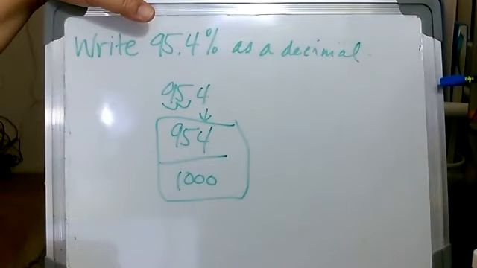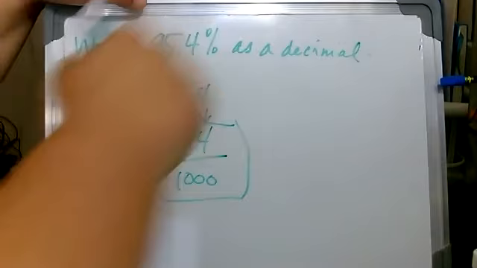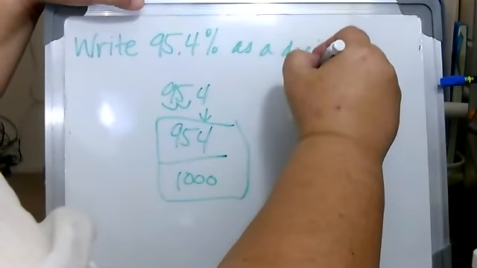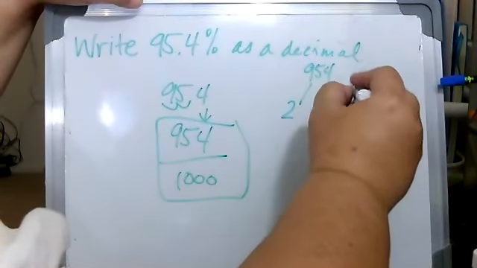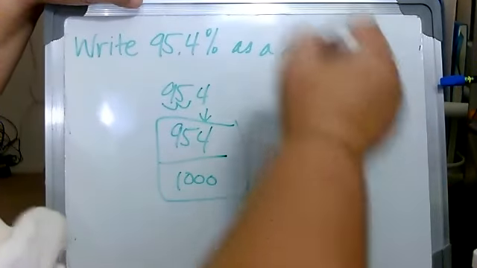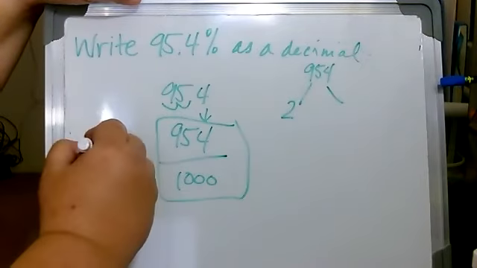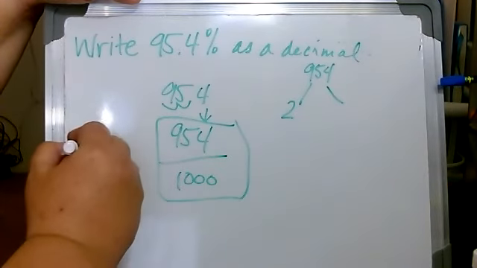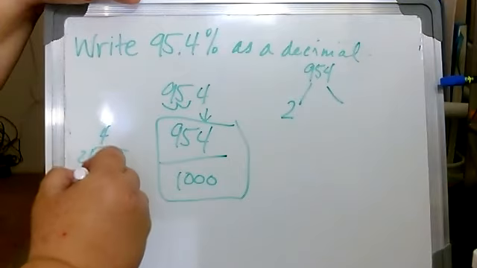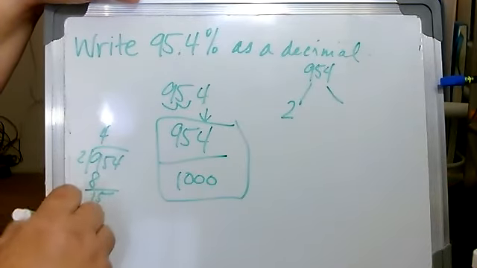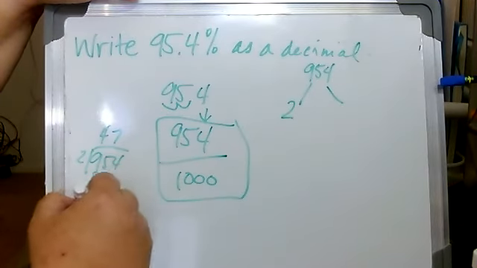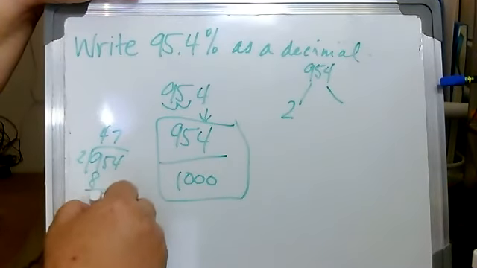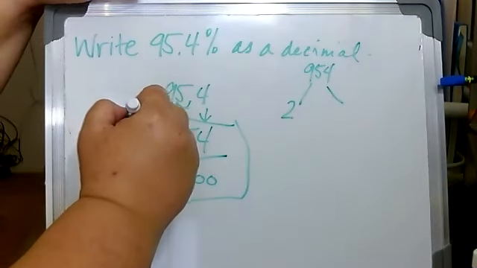Want me to give you a preview of what we're going to be working towards after percentages? We're going to break this down right here. 954. I'm going to take 2. 954 divided by 2: 9 divided by 2 is 4, 1 left over, 15 divided by 2 is 7, 7 times 2 is 14, drop the 1, drop that 4 all the way down.